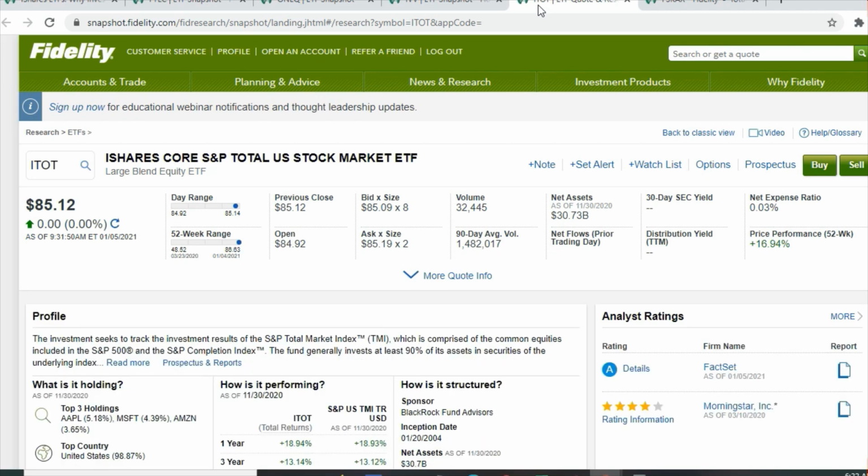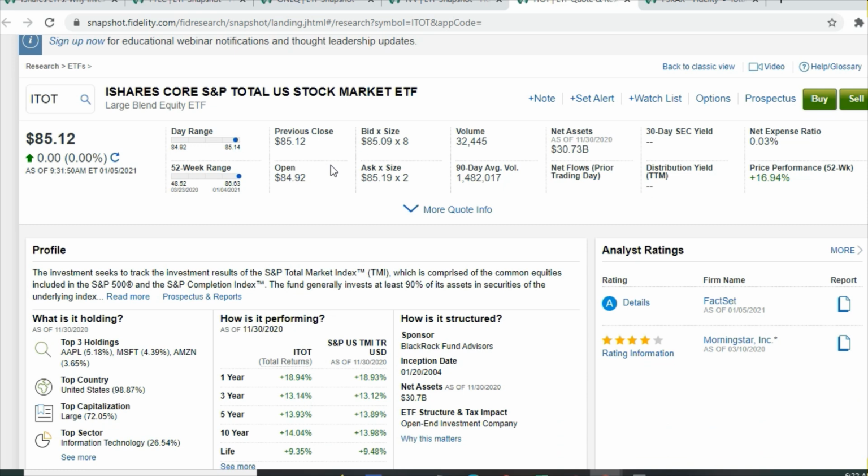And remember, with the S&P 500, you had 509 holdings. With the iShares Core S&P Total U.S. Stock Market, you're going to have a significantly higher amount of holdings because it's tracking the entire stock market, both the large companies, the mid-sized companies, and the small companies. You can see the net expense ratio here, 0.03%, again, also very low. The current price per share, $85.12.